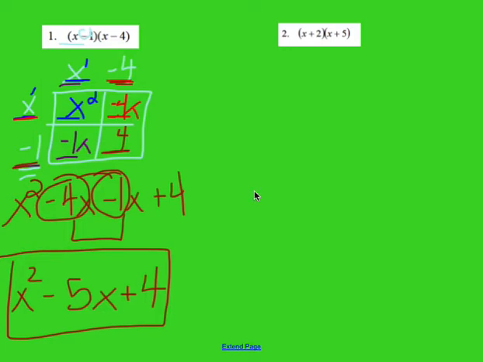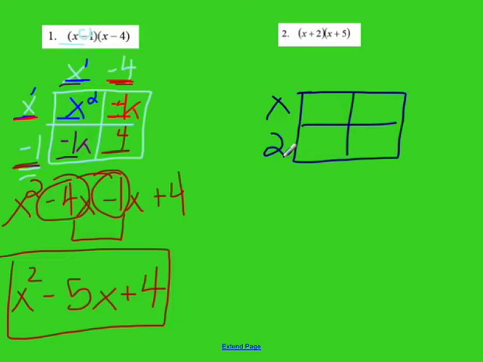So let's go ahead and take a look at number 2. So first thing we're going to do is set up our box. We have x and 2 down the columns, x and 5 across the top. X to the first times x to the first. Add those exponents. 1 plus 1 is 2. Just know x times x is always going to be x squared. X times 5 is 5x. 2 times x is 2x. 2 times 5 is 10.